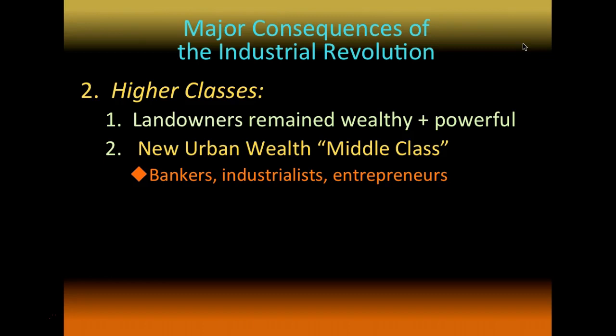Other major consequences of the Industrial Revolution: the higher classes. What happens to the higher classes? Well, the landowners, as a shock, I know, they remain wealthy and powerful. I know how shocking that must seem to you. Nothing changes. However, there is a new middle class that arises with urban wealth.